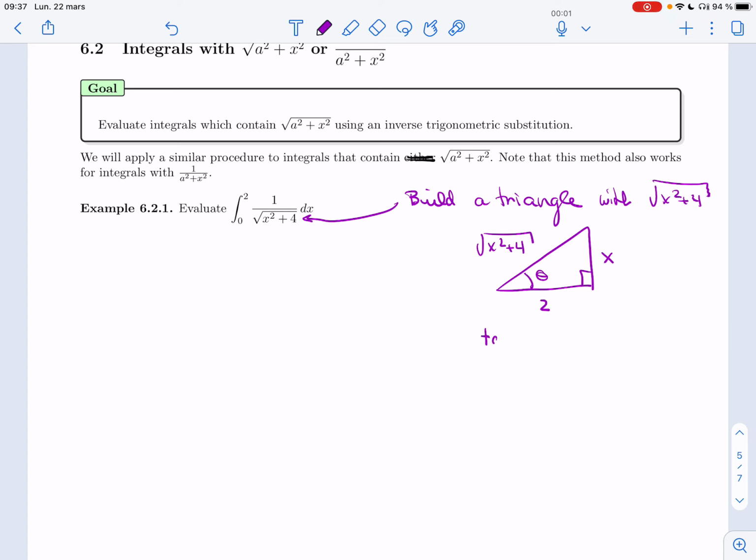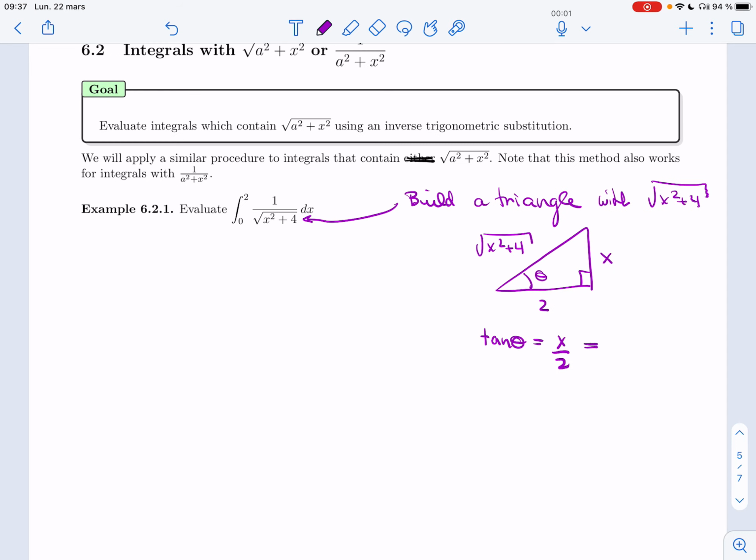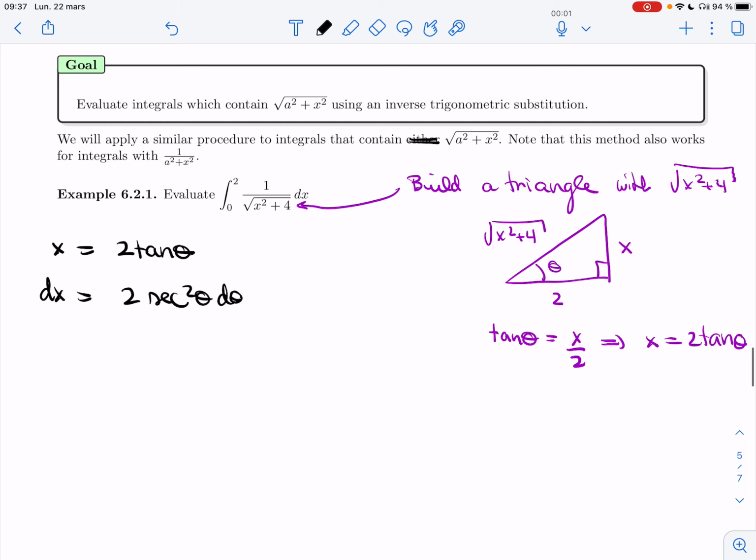Here, if I read from the triangle, tan is opposite over adjacent, so it's x on 2. So x is 2 tan theta. Instead of using sine, when you have pluses like that, you'd be using tan. And then you differentiate tan, you get secant squared theta d theta. I'm using these two to get what x is, opposite over adjacent, x on 2, and I get this.